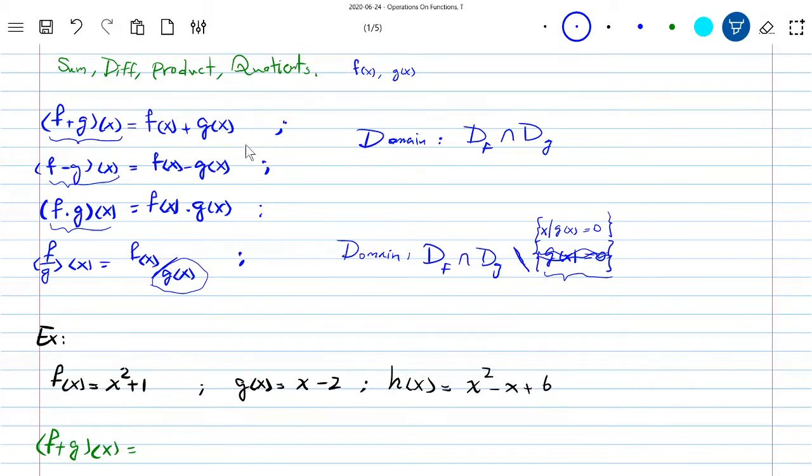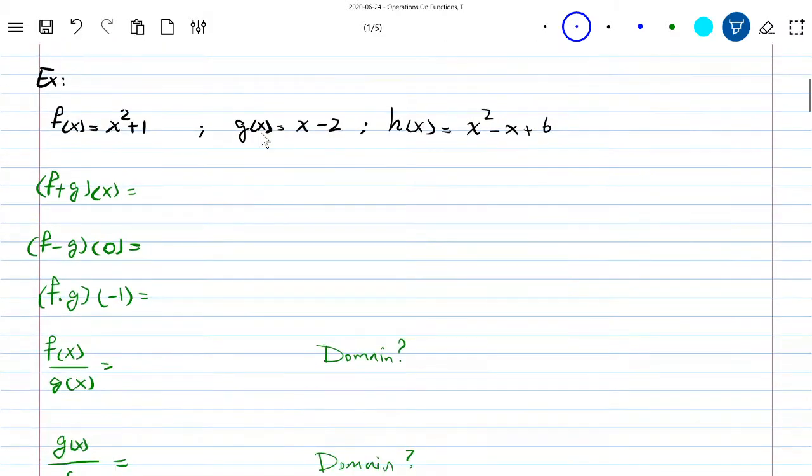Okay, here I will show you through an example. Let's say we're given three functions in this case: f(x) = x squared plus 1, g(x) = x minus 2, and h(x) = x squared minus x plus 6. And they ask us to calculate (f + g)(x). By definition, this means f(x) plus g(x). Add the two functions together.